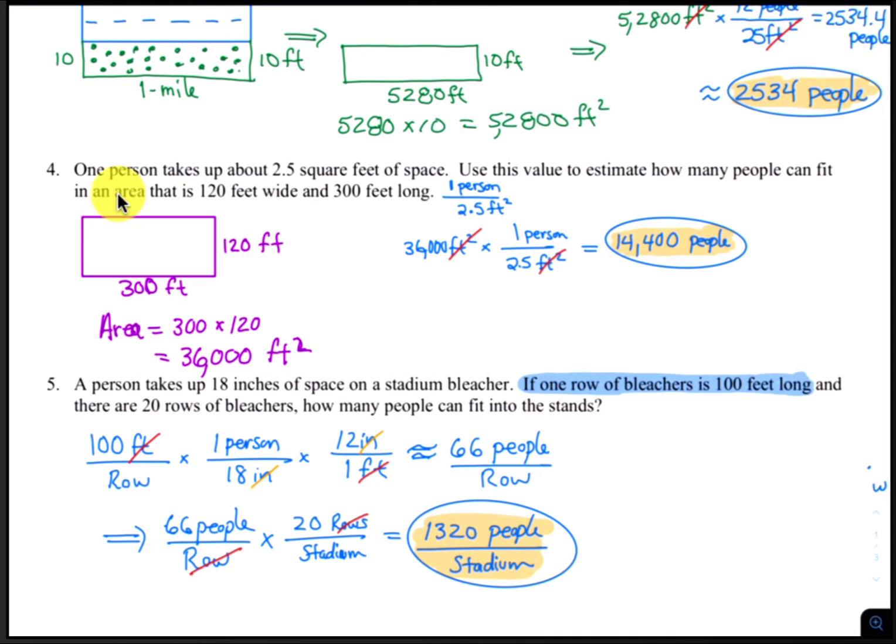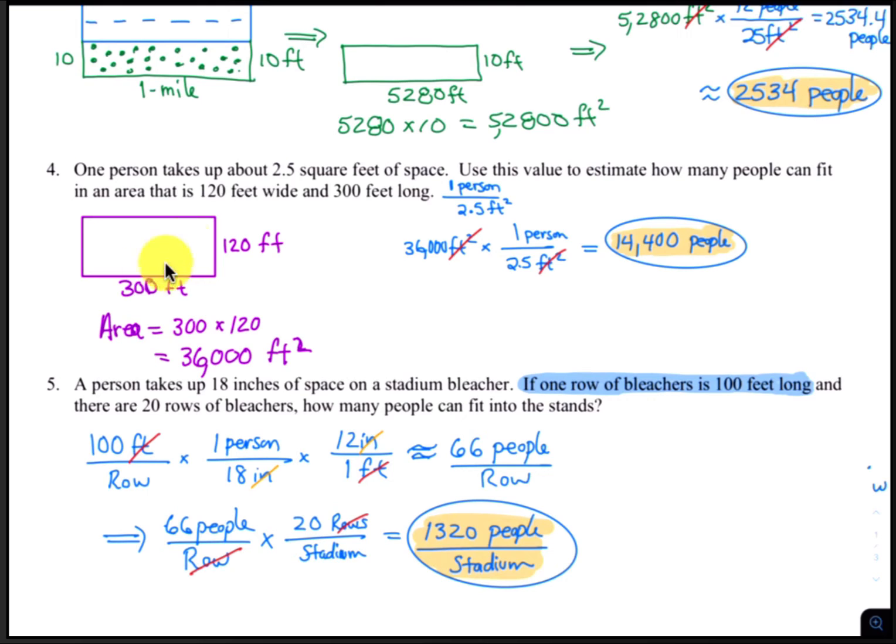Number 4, one person takes up 2.5 square feet of space. Use this value to estimate how many people can fit in an area that is 120 feet wide and 300 feet long. So, first of all, we know that one person can fit in 2.5 square feet. So we'll remember that for later.